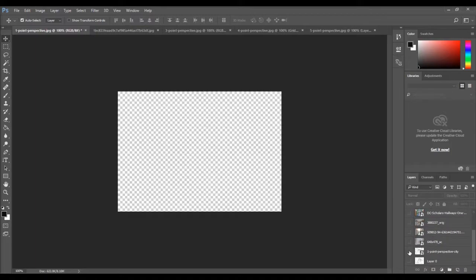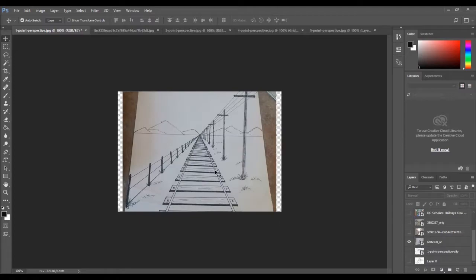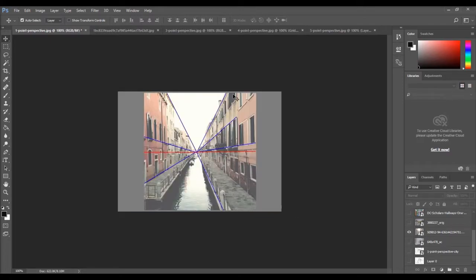Let's go to another image. Here you can see also all the lines go to 1 point. All the lines meet up at a single point, and this single point is called the vanishing point in 1 point perspective. You can see here also all the lines go to 1 point. Here you can draw all the lines, and all the lines meet at only 1 point. This point is a vanishing point, and this red line is the horizon line.